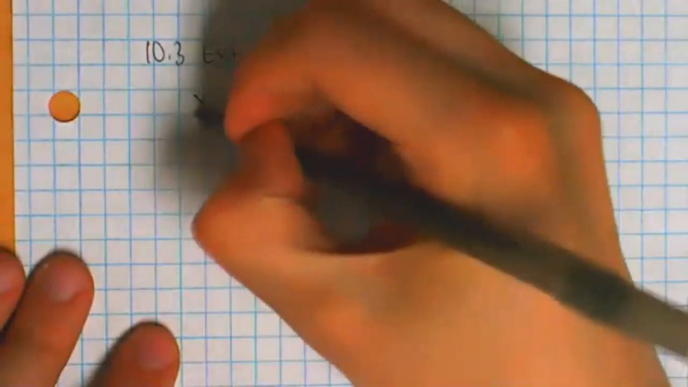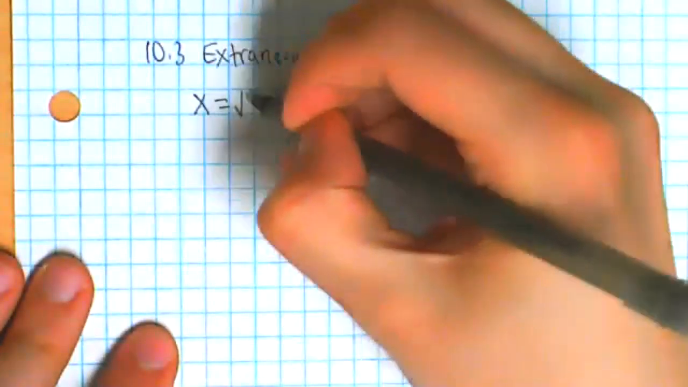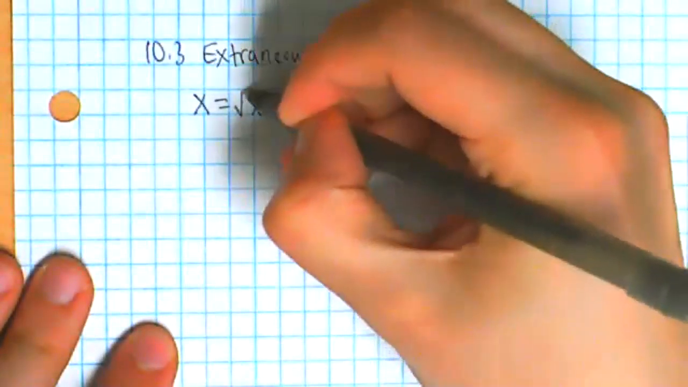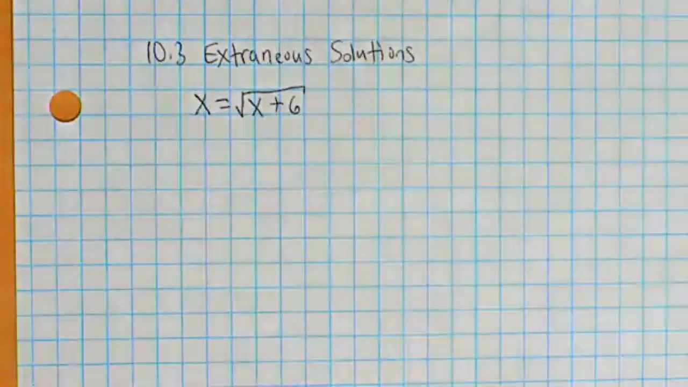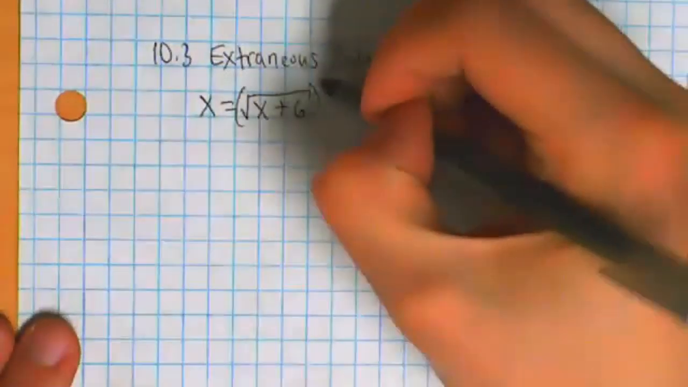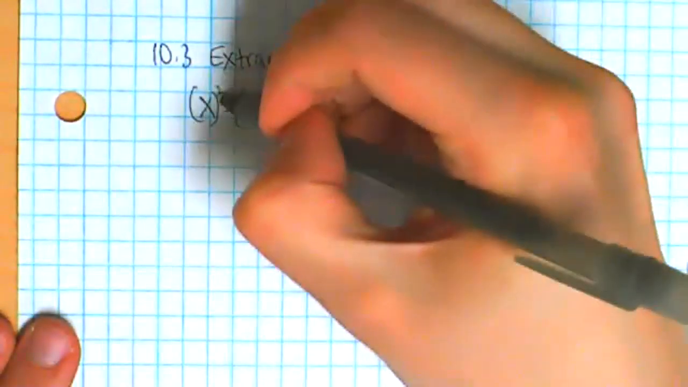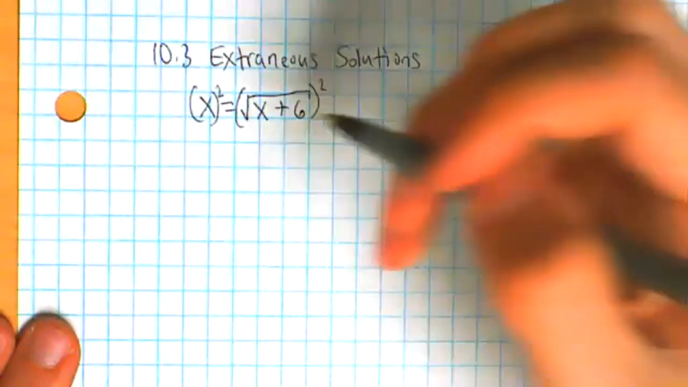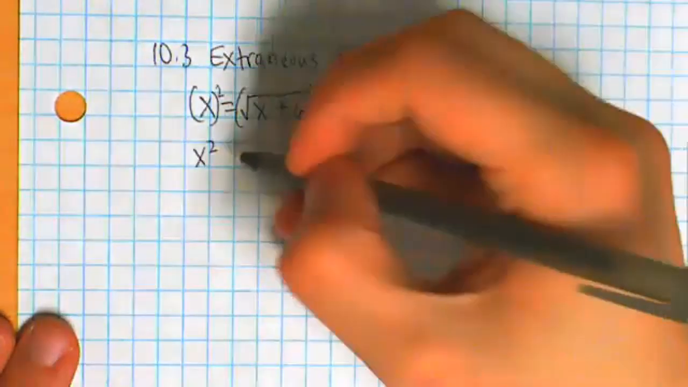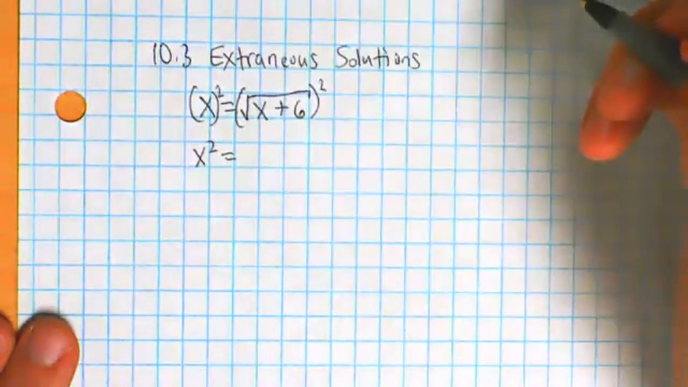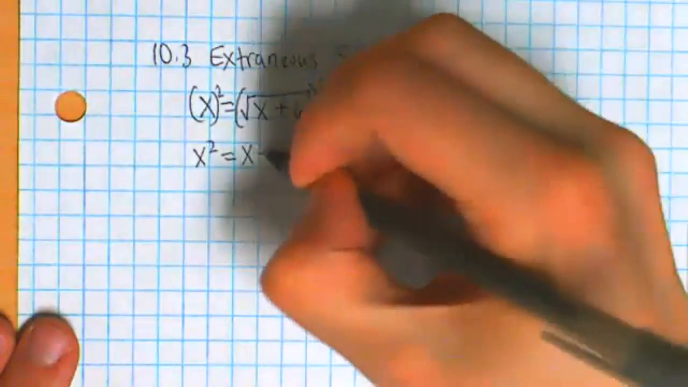So the example we're looking at first is x is equal to the square root of x plus 6. We look at this and say, well, we can't really combine x with the square root of x plus 6. So our first step in this example really has to be to square both sides. So I'm going to begin by squaring both sides of my equation. x squared is just x squared. And when we square the square root of x plus 6, we're left with x plus 6.